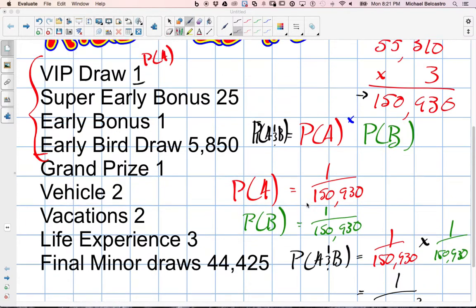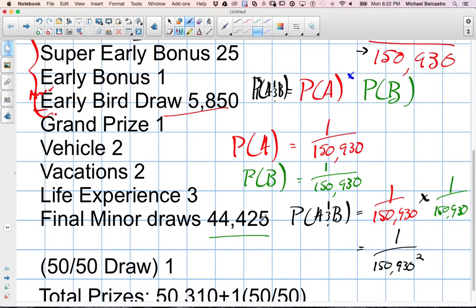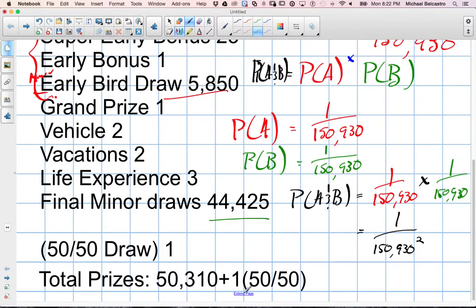Okay, but let's do another one, independent. Let's say we want to know the probability of you winning, and these are the minor. I should have written the word minor here. The minor early bird draw. That's 5,850, and getting in the final minor draws. And again, we're assuming they're independent events.